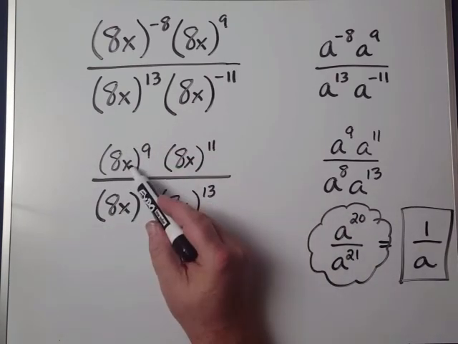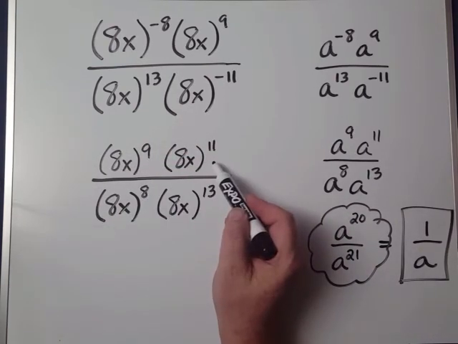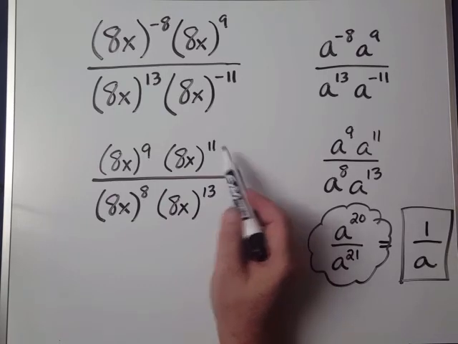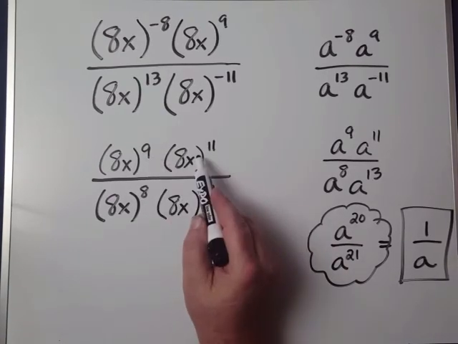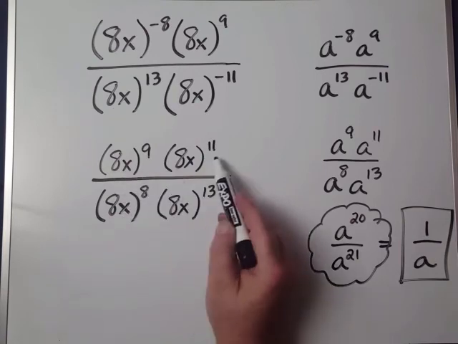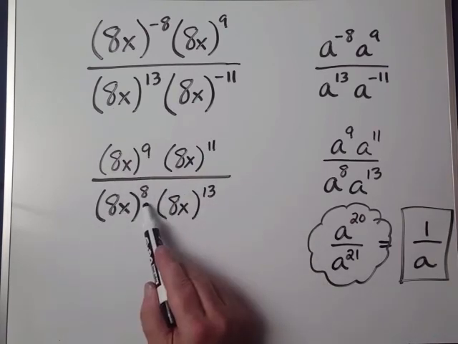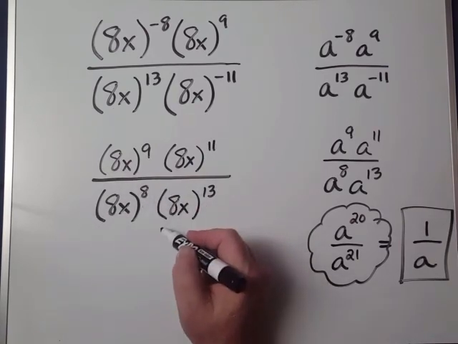How many 8x's are there in the top of this expression? 9 plus 11, a total of 20 of them. There are 20 of these guys in the top. How many in the bottom? 8 plus 13, 21 in the bottom.